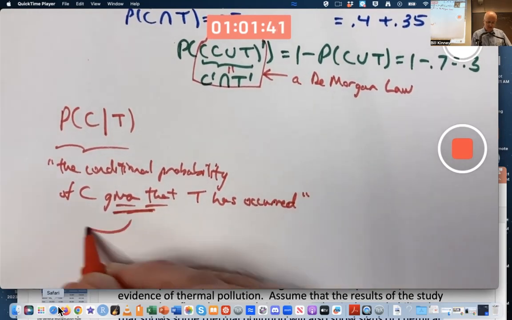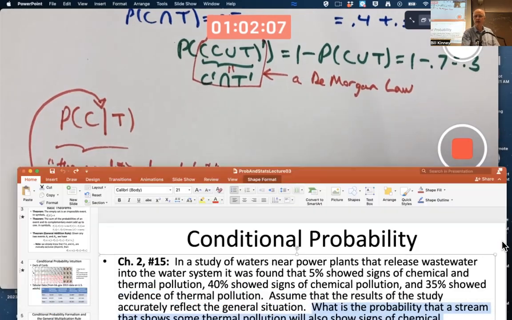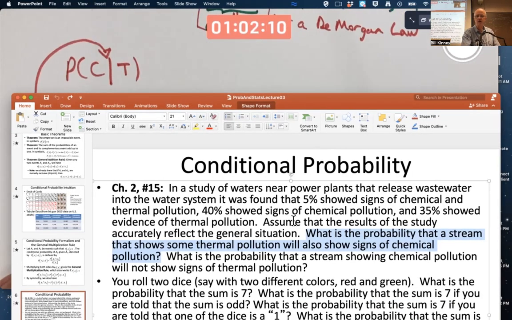That vertical line is sort of shorthand for given that. You know, in set builder notation, the vertical lines mean such that, or with the property that. Here in conditional probability notation, it means given that. It's always the probability of the first thing, given that the second thing has been known to occur. And that's what we're trying to answer here. We're trying to find that conditional probability because we are pretending we know that the stream has thermal pollution. It shows signs, and we're taking that to mean, yes, it does have thermal pollution. We want to know the chances it also shows signs of chemical pollution.